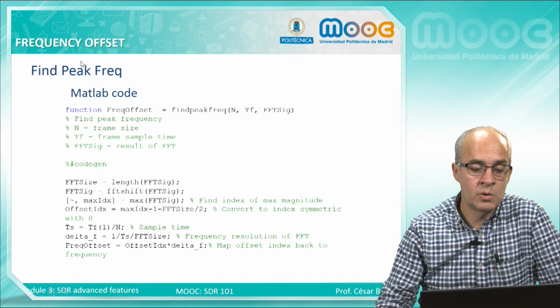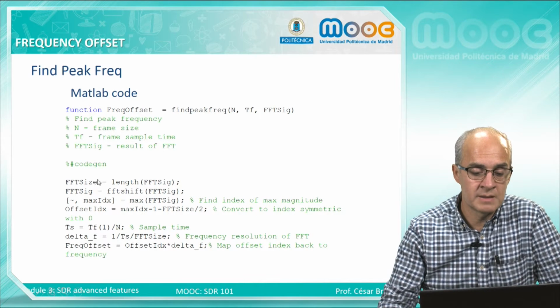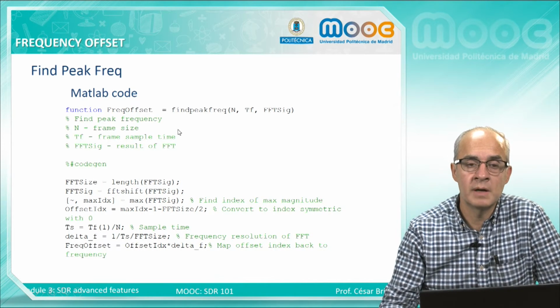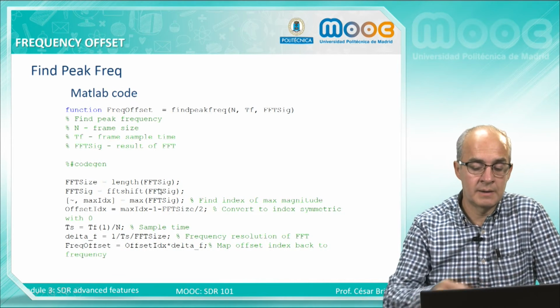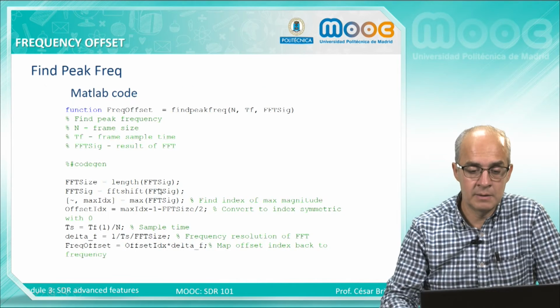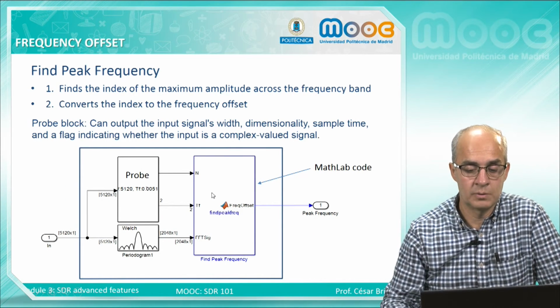This is the MATLAB code inside find peak frequency. You can see that it's using the FFT and it's doing some processing with the sample time. And this is an example of how you can mix Simulink and MATLAB code. So we can add any code here, and using this box we can put the MATLAB code.